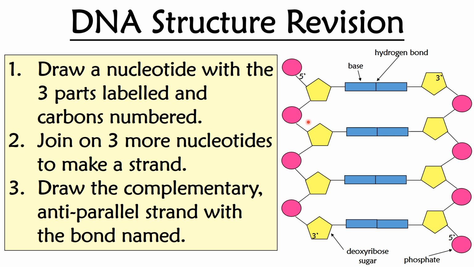And hopefully the last thing is you've drawn the other strand upside down, and you've made it clear that at the top of this one is the 5' end, and you've got the 3' end of this one, whereas on the other side, you've got the 5' carbon at the bottom and the 3' at the top. Okay, that is us.